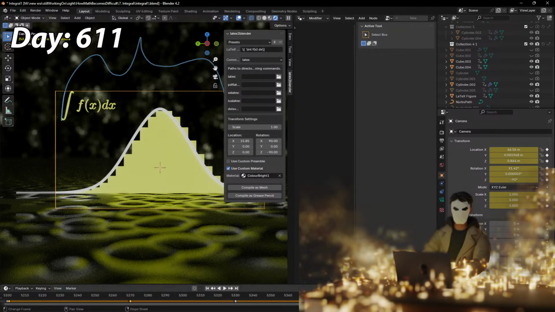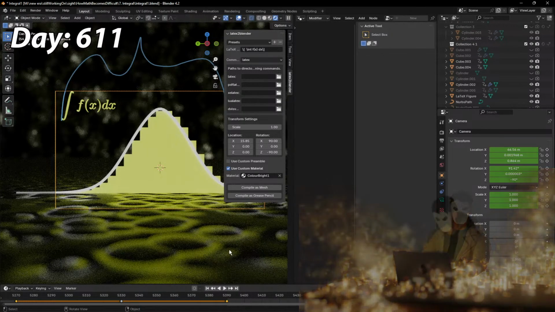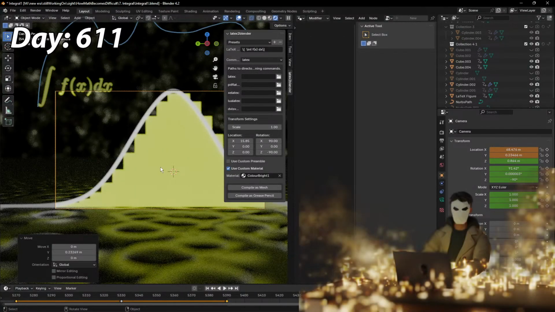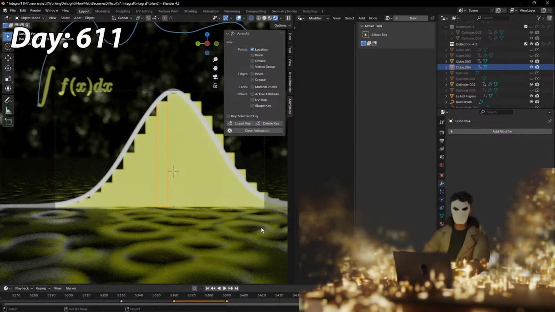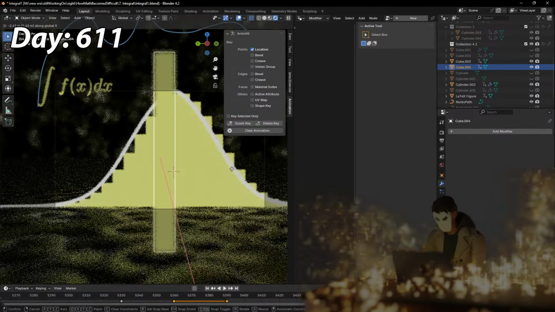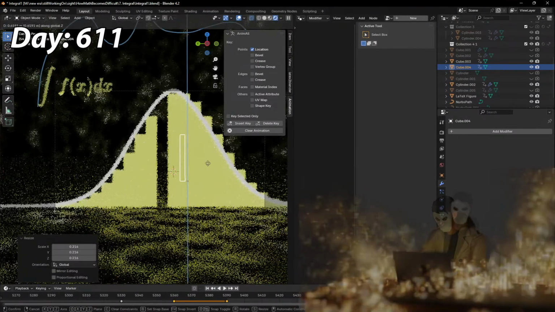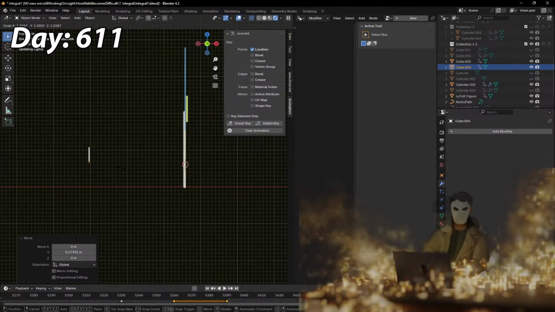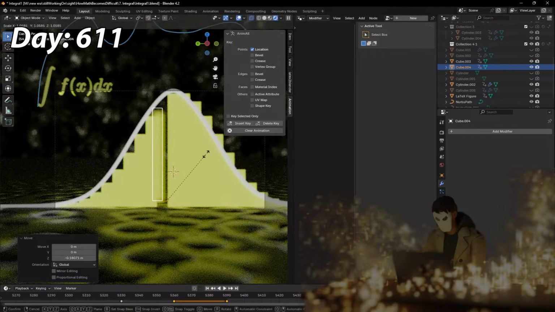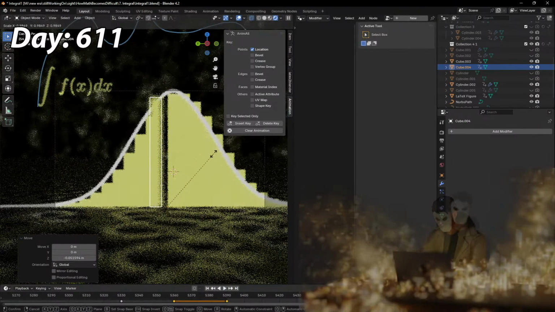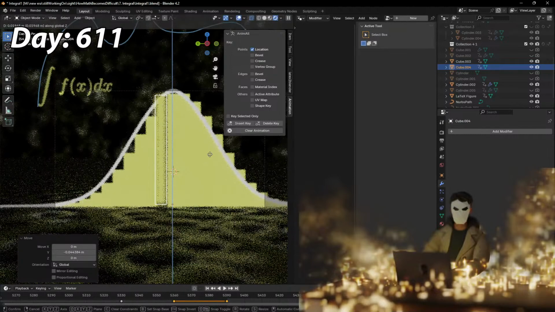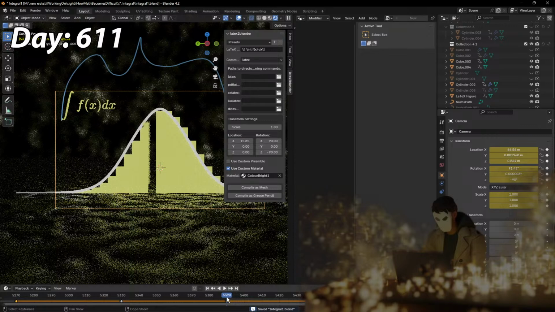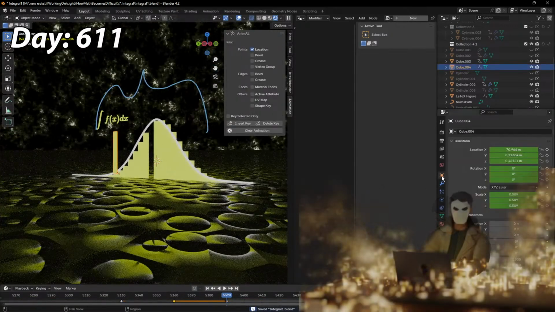Okay, now I'm gonna need you to zoom in like this, to the side like this. This is not gonna be the easiest one to make. Design not keyframe, damn it!